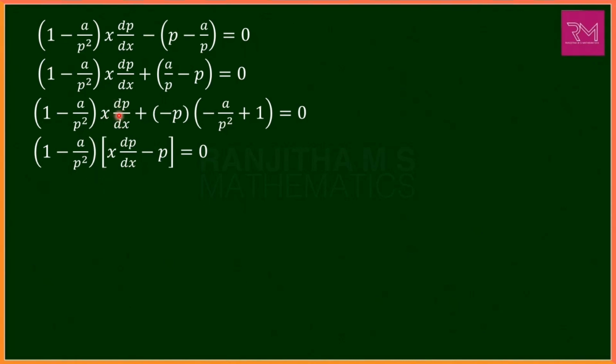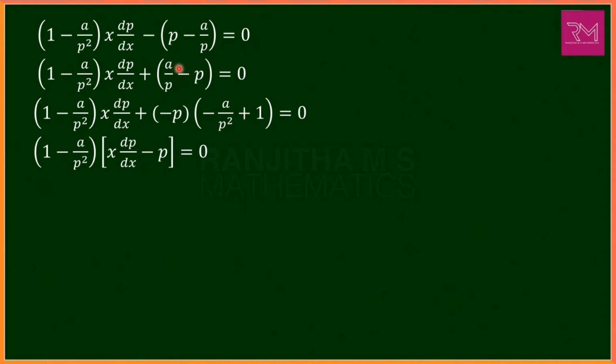Remaining is x into dp by dx, plus into minus p, which is equal to 0. Here this is a very important step. If we take minus p as common, here we have only the a by p term, so to take minus p common we have to multiply and divide by minus p, so that if we cancel the terms we get the value as a by p itself.